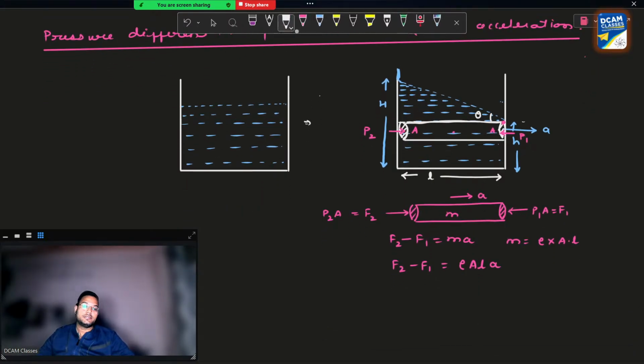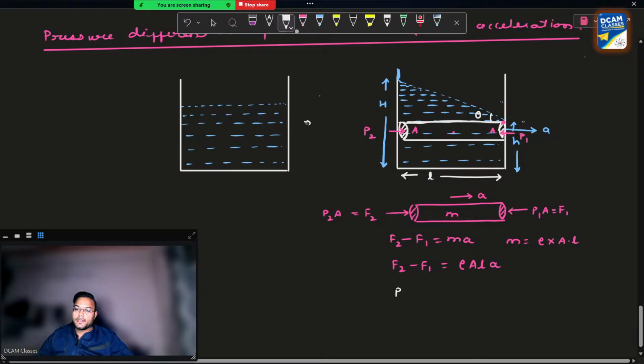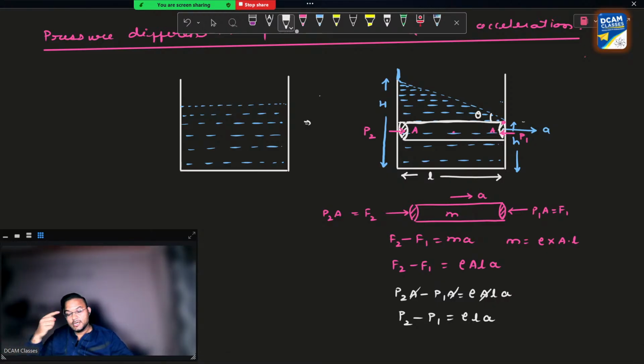Why I am showing this now, again, you should know the deep things so that you would be comfortable in advanced problems. It will be P2 into A minus P1 into A is equal to rho A L into a. A you can cancel out. So you are getting the relation P2 minus P1 is equal to rho L a. It's actually similar to the relation rho g h, the pressure difference due to height.